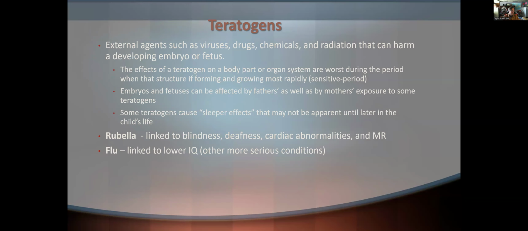Teratogens, there will be a test question or two on teratogens. These are substances, experiences that can damage the fetus. So things like viruses, drugs, chemicals, and radiation can harm a developing embryo. And especially when you harm early on with the replication, these cells are going to take shape for the rest of a person's life, it can be very damaging. The effects of a teratogen on a body part or organ system are worse during the sensitive period when that structure is growing internally.